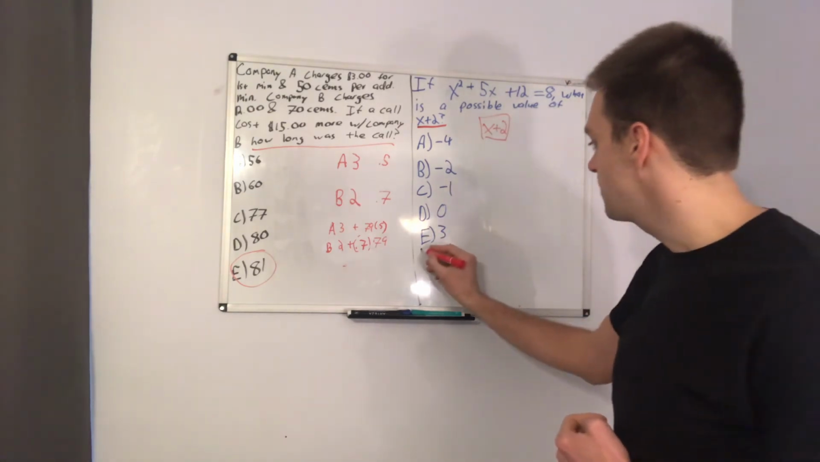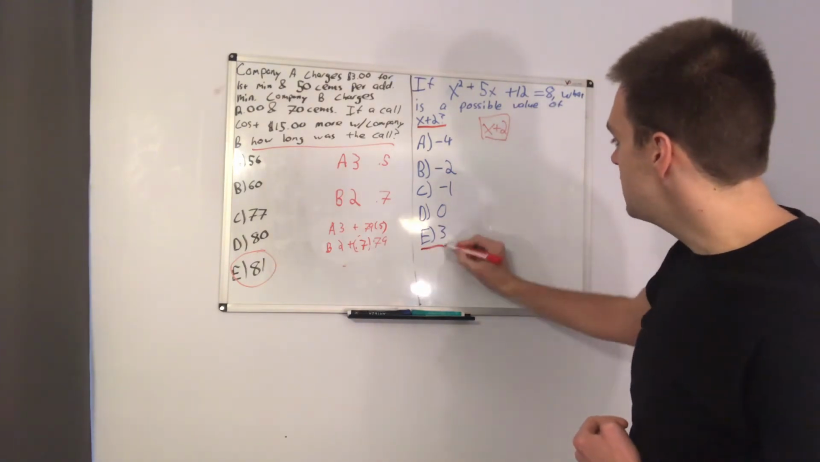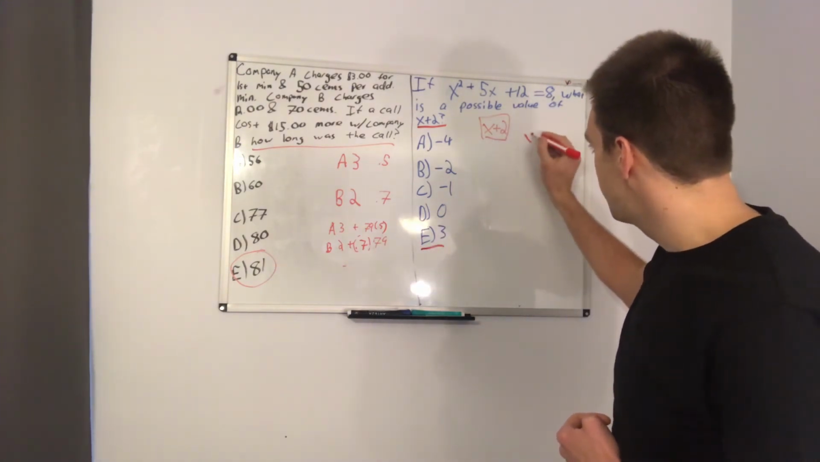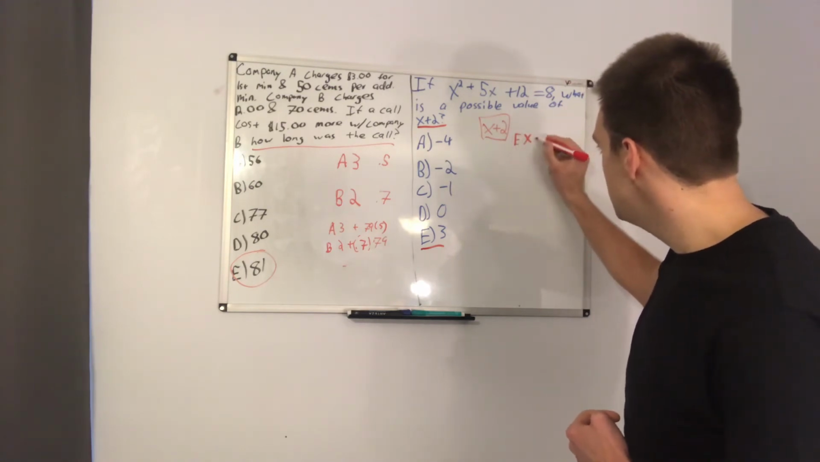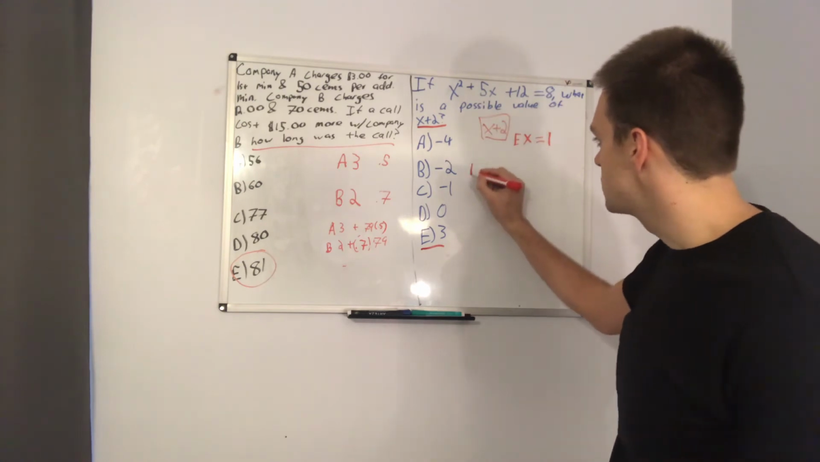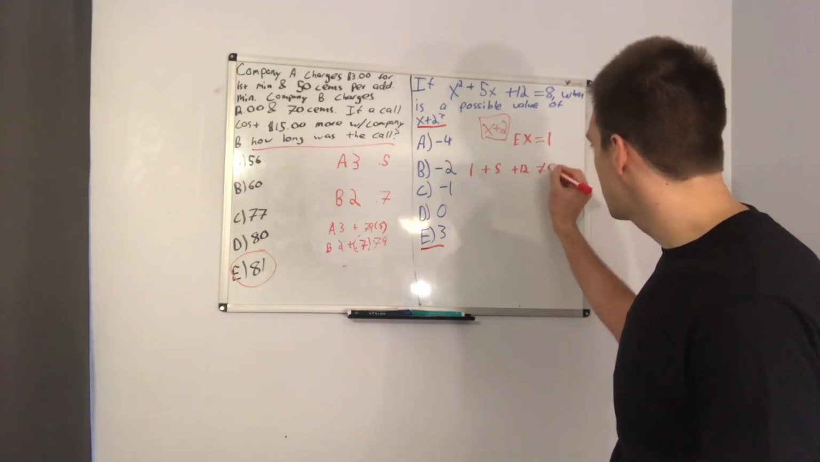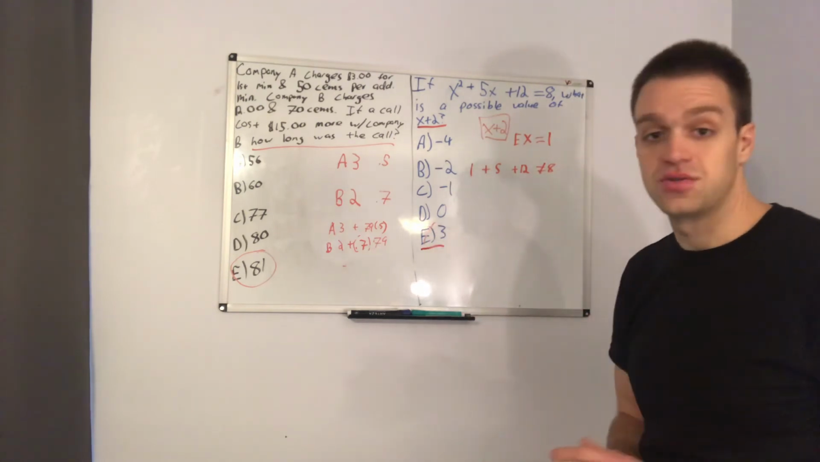And in this case, I'm going to start with E. The reason I'm going to start with E is that E is the value of x plus 2. So if we're testing answer choice E, we know that x equals 1. And that's going to be easier to plug in. So 1 plus 5 plus 12 does not equal 8. So we know that that is wrong.